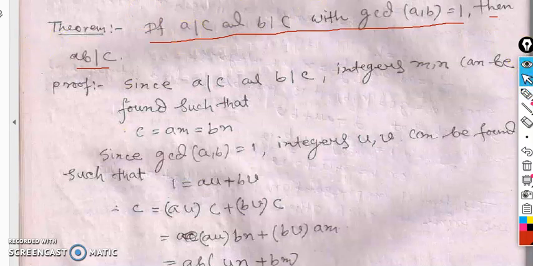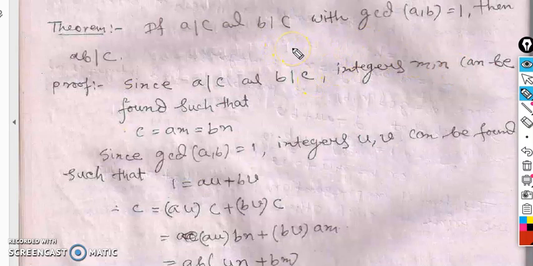Before we prove this result, first we give an example to motivate you in this particular theorem. It says A divides C, B divides C with GCD of A, B equal to 1, then AB should divide C. It's also very important here. You can very easily observe the importance of the theorem. Here we give an example before we start proving.